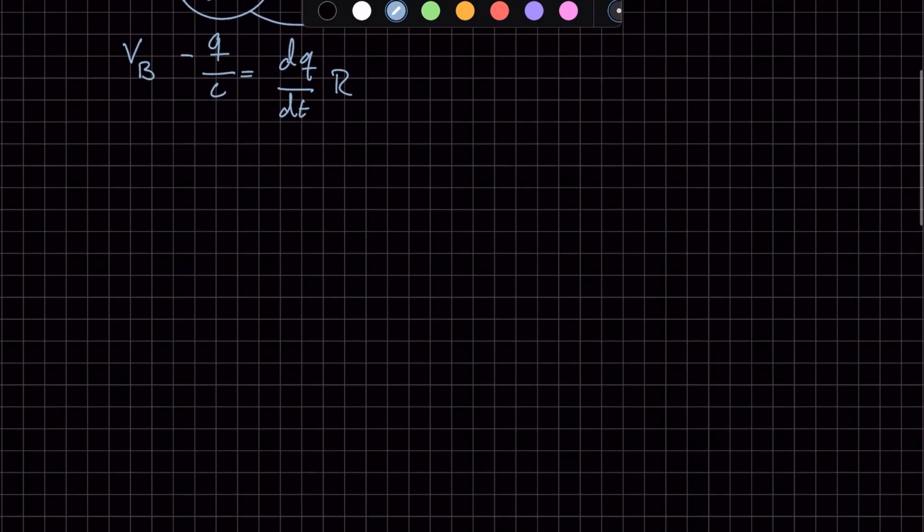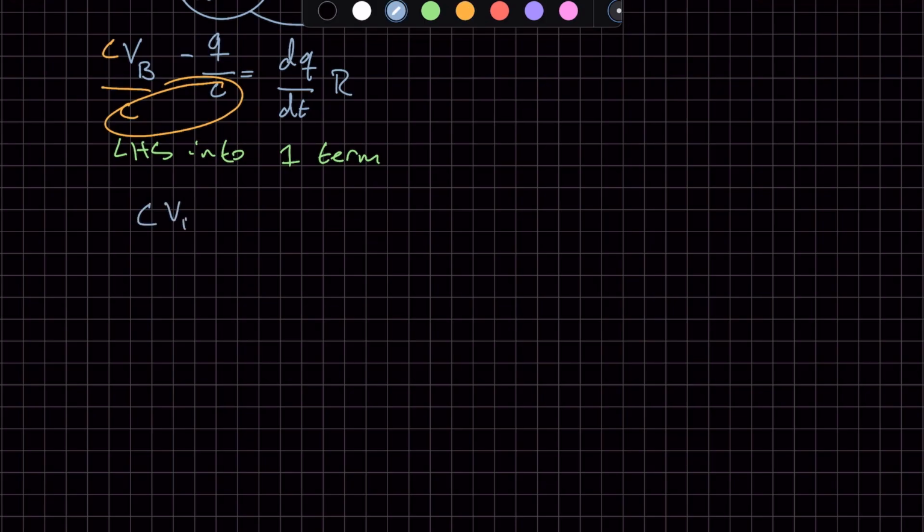So the first thing we're going to do is put this left-hand side into one term. How we can do that is we can multiply V_B by C over C, getting us a common denominator, and that's going to be equal to (C V_B minus Q) over C is equal to dQ/dt times R.